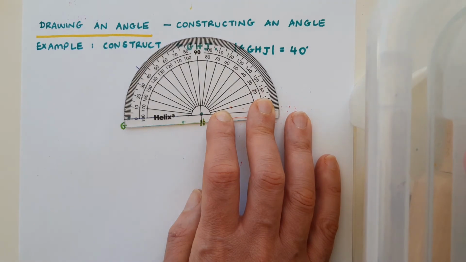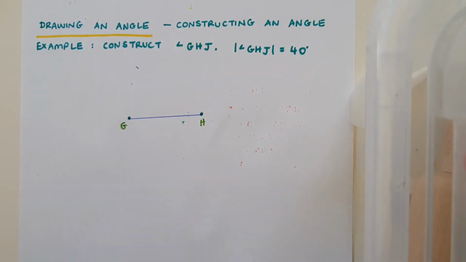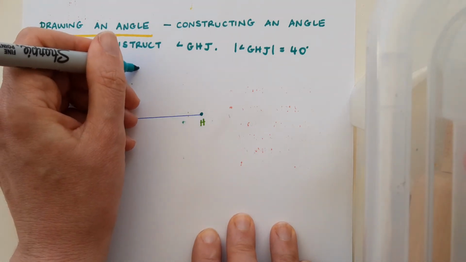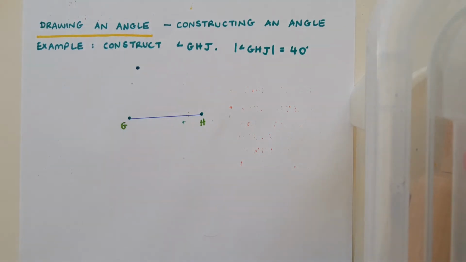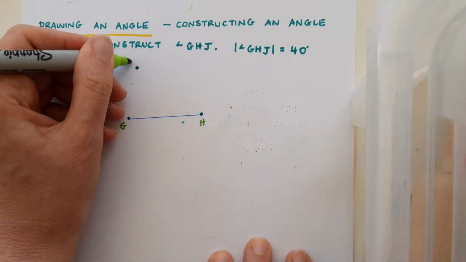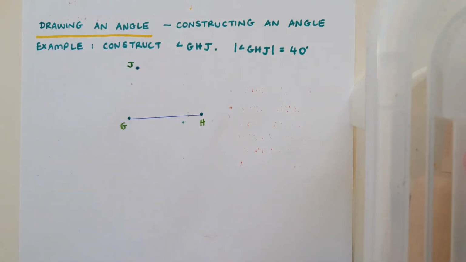I'm going to mark that. Then I'm going to remove my protractor. I'm going to put a dot at that point. That's going to be my point J now. And I'm going to join that back to H. The angle that I've constructed is 40 degrees.